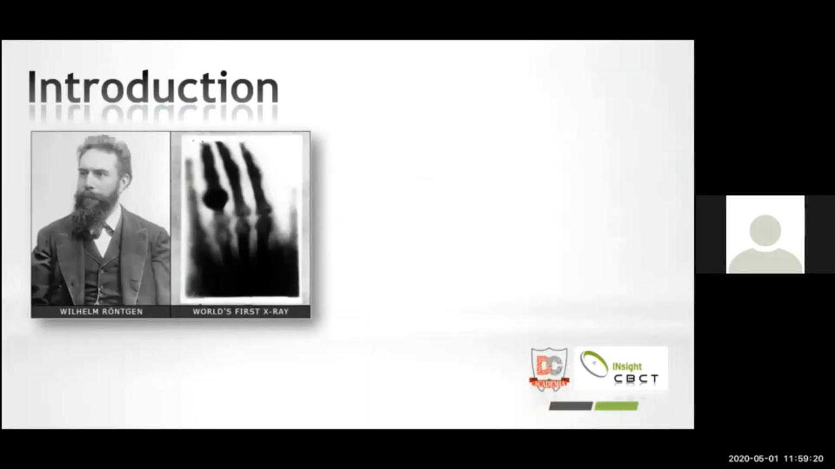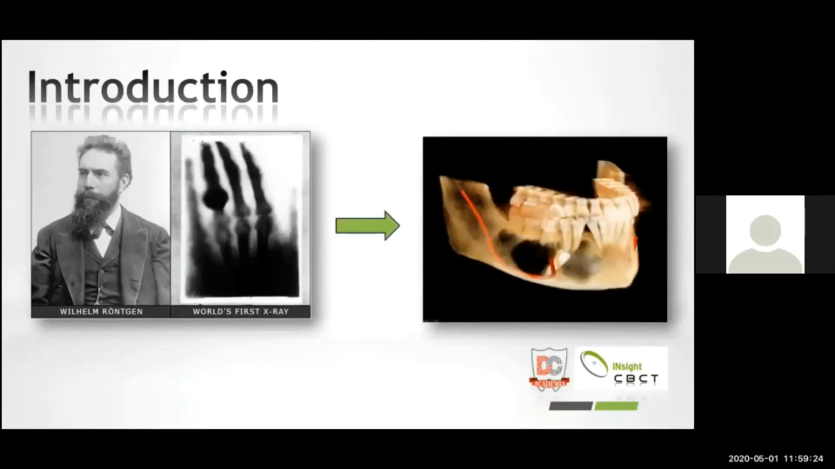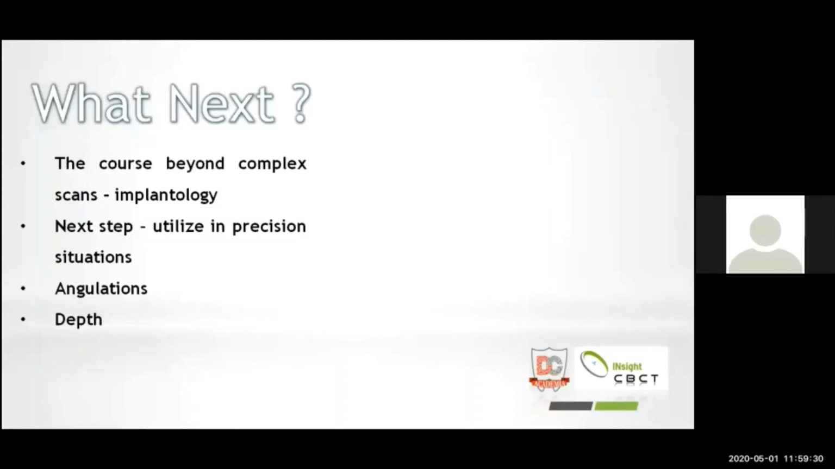So we have all studied radiography and imaging, and we know that it has now progressed to complex scans like CBCT scans and CT scans. These give us a fair picture of the jaws and the maxillofacial region. But we always ask what comes next. What is the course beyond these complex scans, especially in the context of implantology?